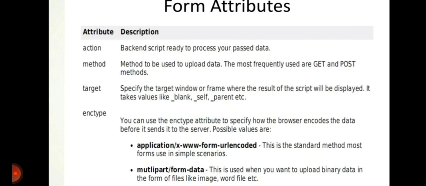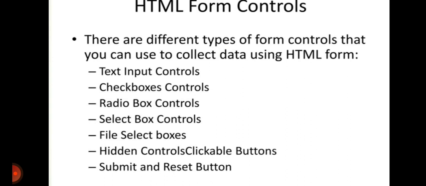Next one is encryption type. You can use the encryption type attribute to specify how the browser encodes the data before it sends it to the server.